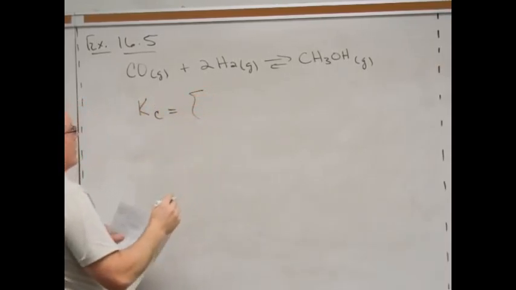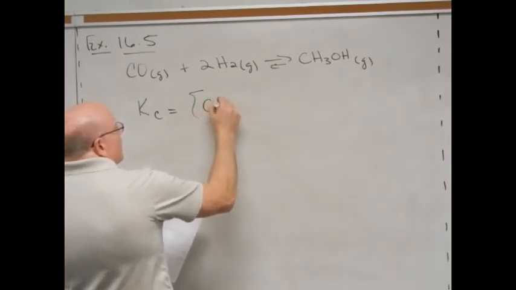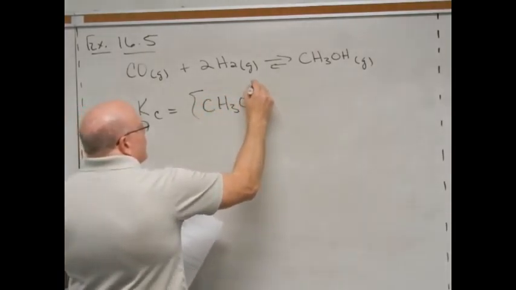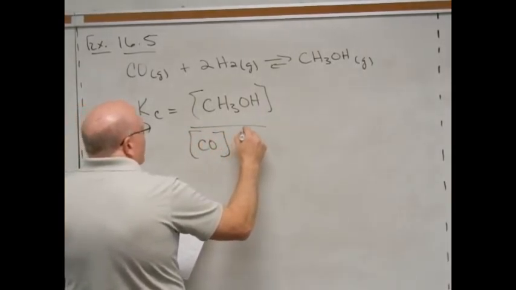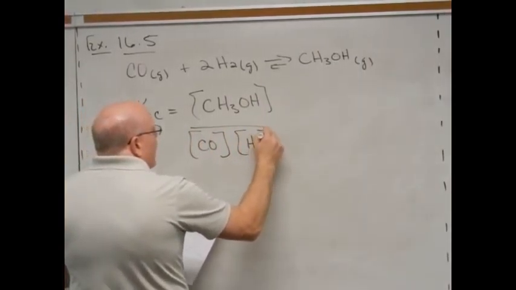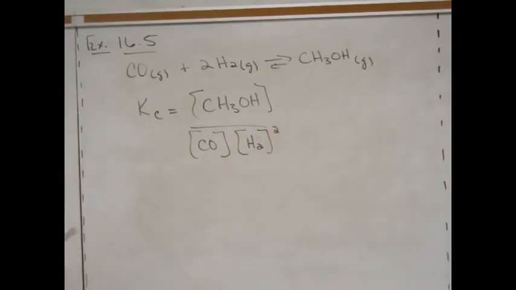Second thing we do, just write your equilibrium constant. Just write numerically what it would be. Well, it would be CH3OH over CO over H2 squared.